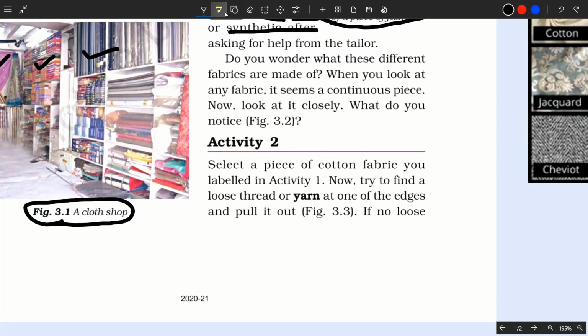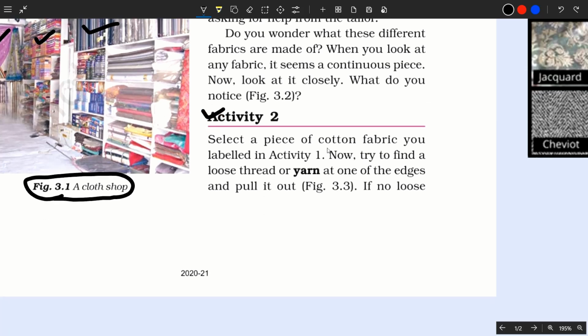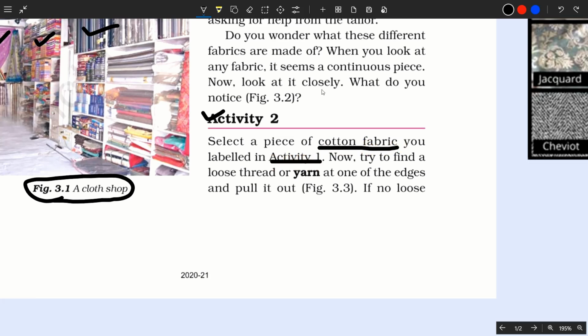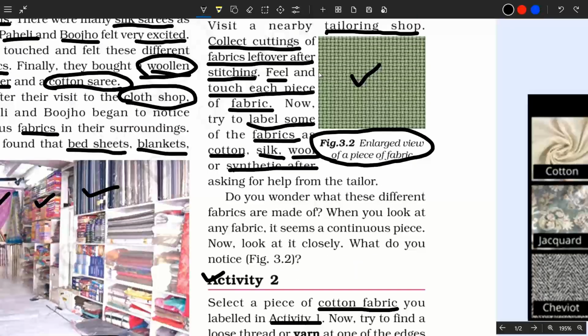Okay. Next, moving towards activity 2. Select a piece of cotton fabric. First, you have to collect some cotton fabric, which you labeled in activity 1. You have taken some cloth pieces, right? By asking your tailor which fabric it is, you have noted it and pasted it in the picture. You have written down whether it is cotton, silk, wool, or synthetic. So you have to take some piece of it which you did in activity 1 to carry on with activity 2.